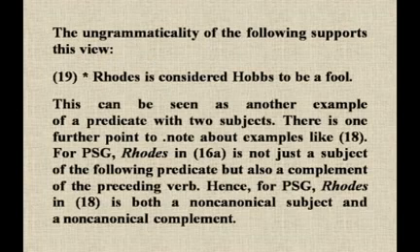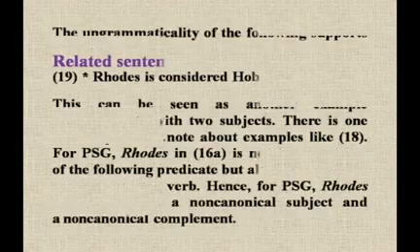The ungrammaticality of the following supports this view. 19. Rhodes is considered Hobbs to be a fool. This can be seen as another example of a predicate with two subjects. There is one further point to note about examples like 18. For PSG, Rhodes in 16a is not just a subject of the following predicate, but also a complement of the preceding verb. Hence, for PSG, Rhodes in 18 is both a non-canonical subject and a non-canonical complement.